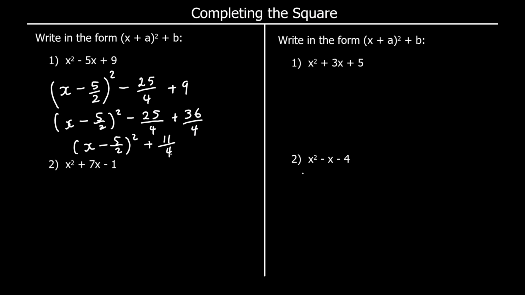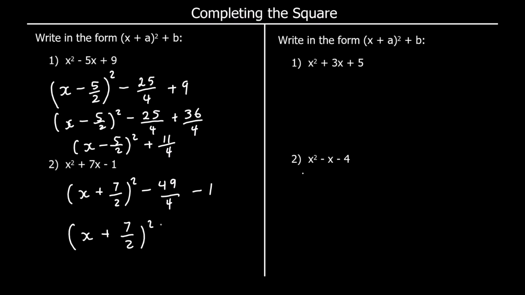The second one, halving the b, gives me 7 over 2. Take away that squared, that's 49 over 4, and then take away 1. 1 is 4 quarters. So I've got 49 quarters, take away 4 quarters, which would be minus 53 quarters. So x plus 7 over 2 squared minus 53 over 4.